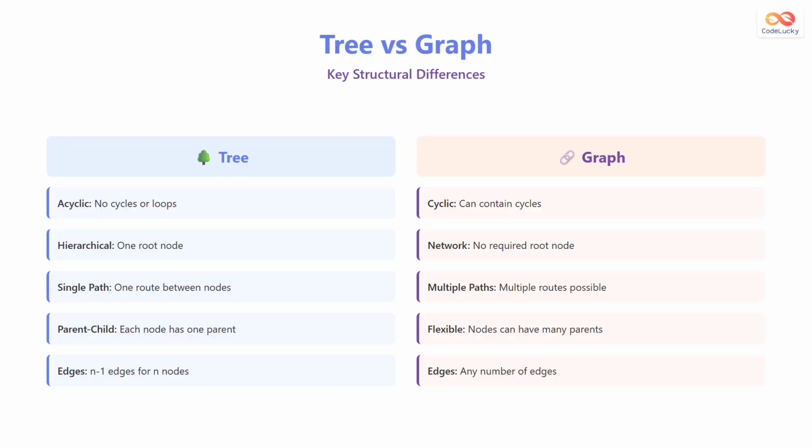Let me highlight the key differences between trees and graphs. Trees are acyclic, meaning they have no cycles or loops, while graphs can contain cycles. Trees are hierarchical with one root node, whereas graphs are network-based with no required root node. In a tree, there is only one single path between any two nodes, but in a graph, there can be multiple paths. Each node in a tree has one parent, but in a graph, nodes can have many parents. Finally, for n nodes, a tree always has exactly n-1 edges, while a graph can have any number of edges.